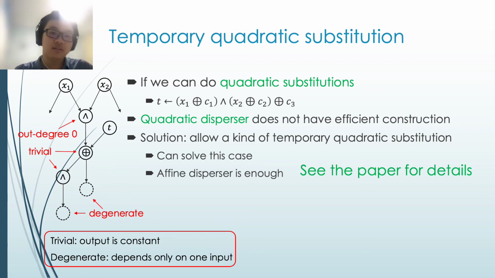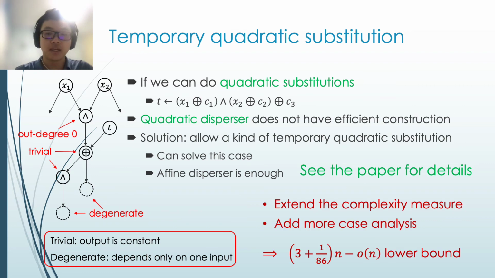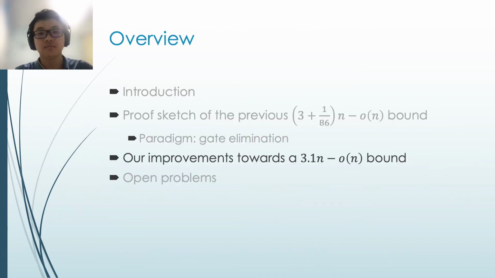But anyway, in this way, by extending the complexity measure and adding more case analysis, we are able to get a 3 plus 1 over 86 n minus little n lower bound. This is the idea behind FGHK to get a 3 plus 1 over 86 n lower bound. So how do we make it 3.1?